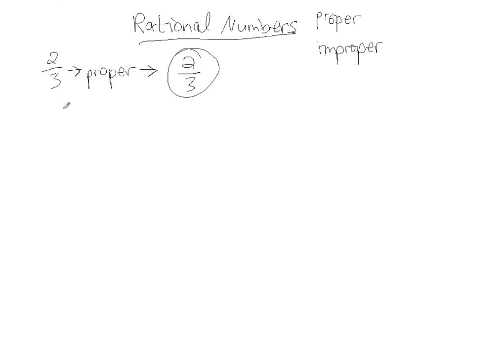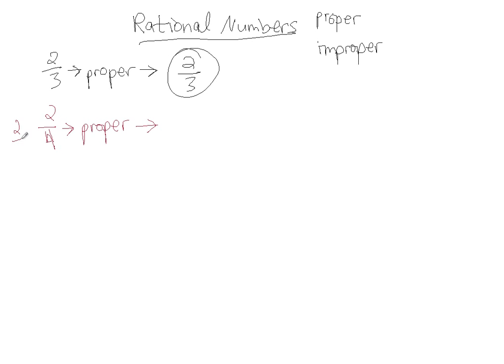Let's do another example. Let's look at the fraction 2 over 4. Now, is this proper or improper? This is a proper fraction because the numerator is smaller than the denominator. Is it in lowest terms? Well, is there any number that we can divide evenly into 2 that will also divide evenly into 4? Well, the answer is yes.